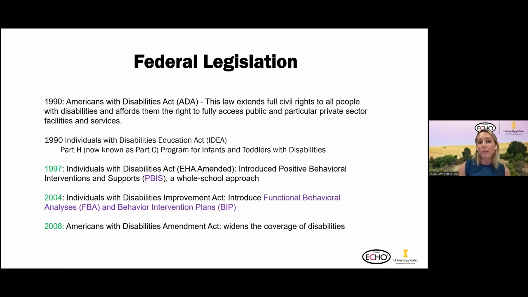Okay, in 1990, we have the Americans with Disabilities Act. In 1990, we also had IDEA, the Individuals with Disabilities Education Act. Part C, which is known as the infant toddler program, is what we're going to talk a lot about today. In 1997, IDEA was amended, and this is when we were able to introduce positive behavioral interventions and supports through IEPs and a whole school approach. In 2004, we introduced functional behavioral assessments and behavioral intervention plans in school. And in 2008, we had the ADA Amendment Act, which really widened the coverage of disabilities.